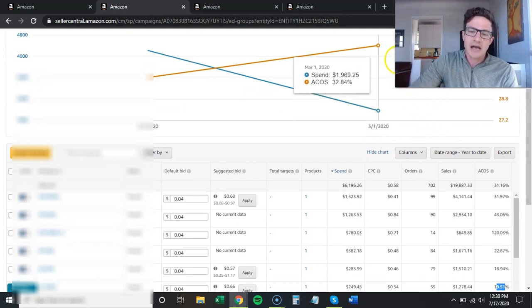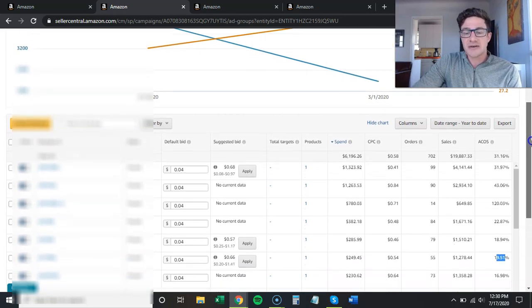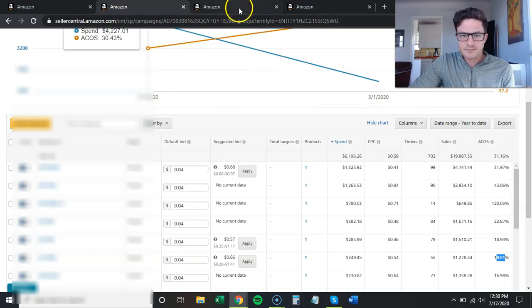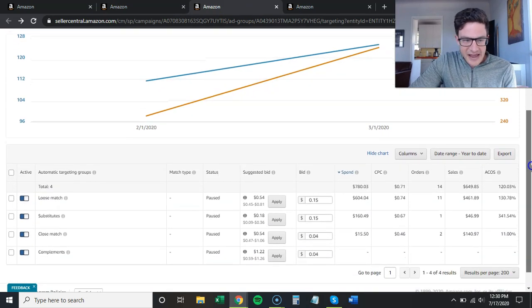So this is paused because what you want to do with this, especially if you're an account of this size, is find these long tail keywords, extract them in exact match, and then start to bid on them. So if I pop into two of these ad groups here, you'll see what I'm talking about. So year to date, look at this. We were pushing them hard, right? I wanted to push this, see what I can do with this.